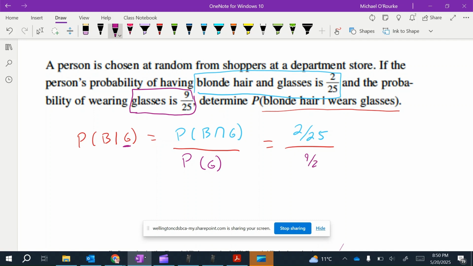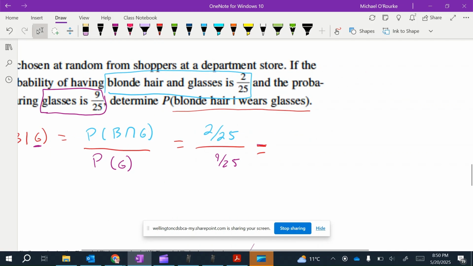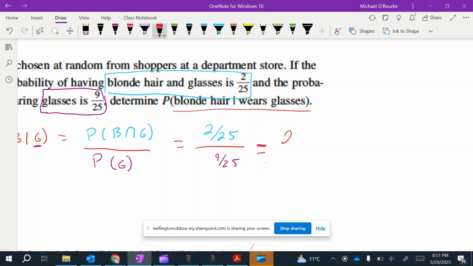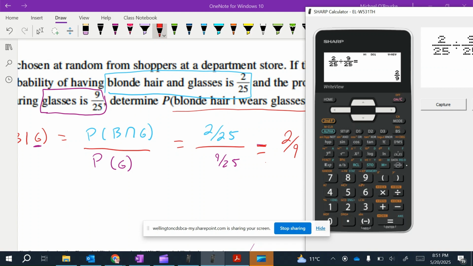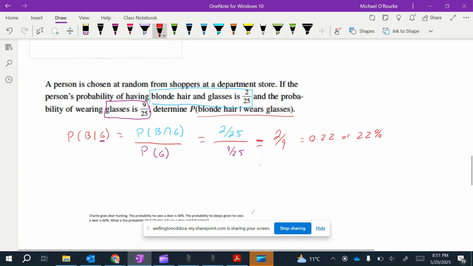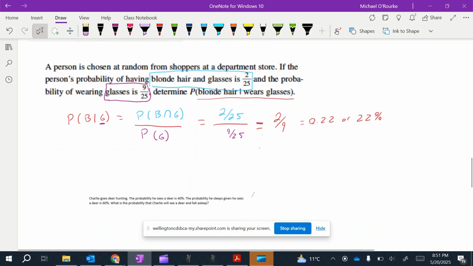Is 9 over 25. And we can work that out. For those who don't know, you probably have a fraction button on your calculator. 2 over 25 divided by 9 over 25 equals 2 over 9. And what's 2 over 9 as a fraction or decimal? 0.22 or 22%. Okay? So we're kind of just plugging and playing here.